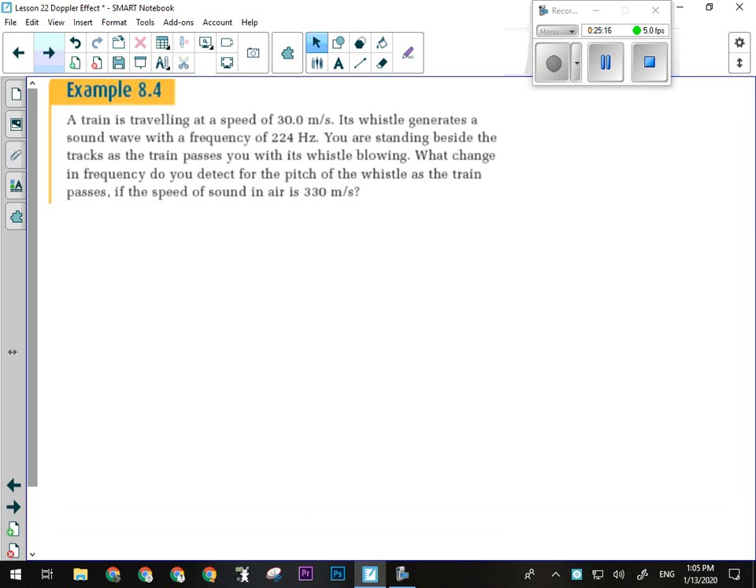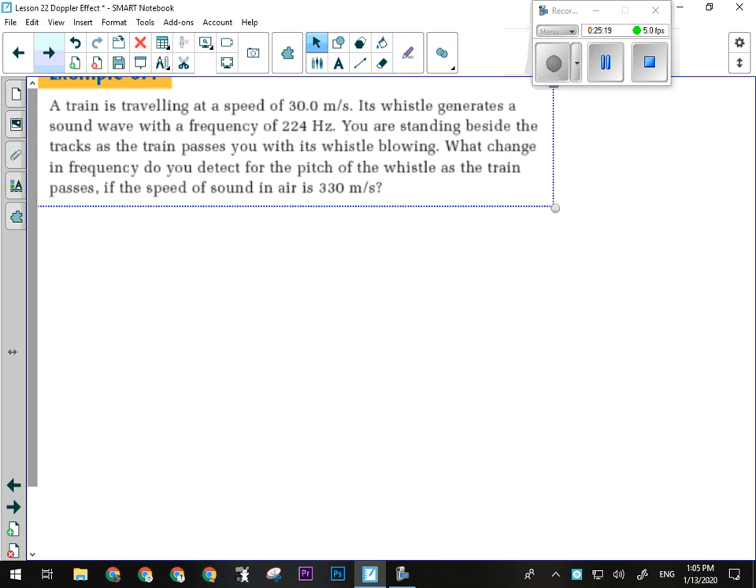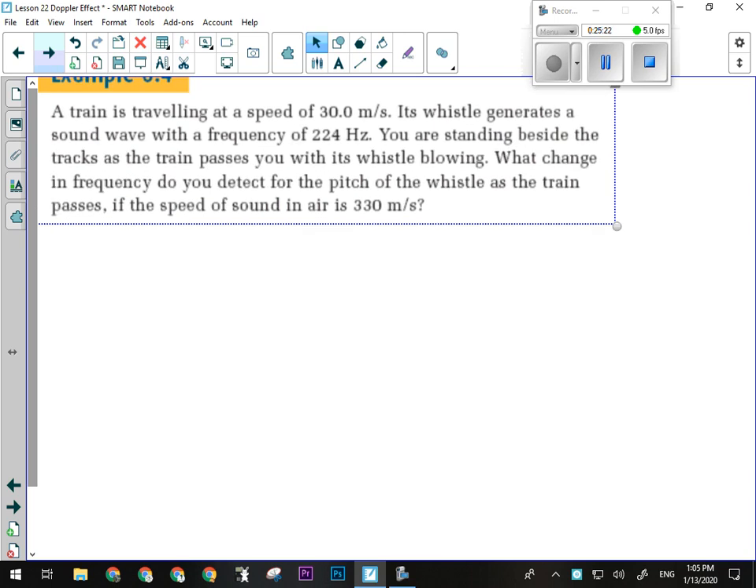Okay, I want you guys to try this one. So I've got a train traveling at 30 meters per second. Its whistle is making a sound wave that has a frequency of 224 hertz. You are standing, keyword, beside the tracks, not on them. Never observe a train from the tracks. Bad idea. Should stand beside the tracks. So what change in frequency do you detect for the pitch of the whistle? In other words, what frequency do you hear instead of what one is actually produced? So we're looking for what frequency you hear based on this information. Speed of sound is 330. I'll give you a couple minutes on that.